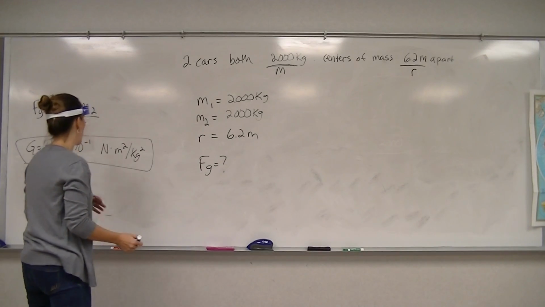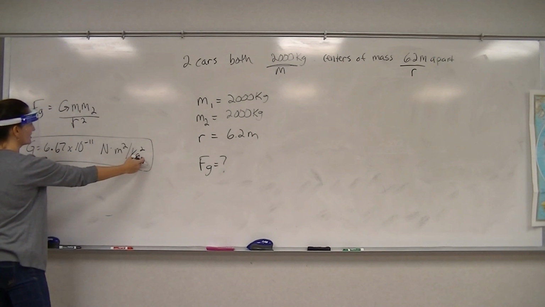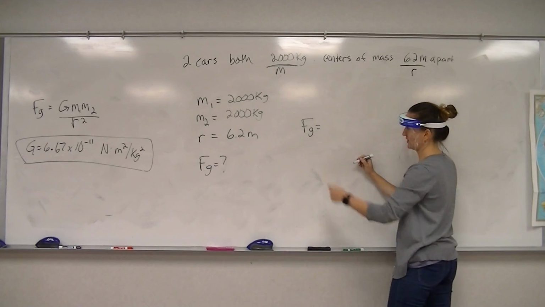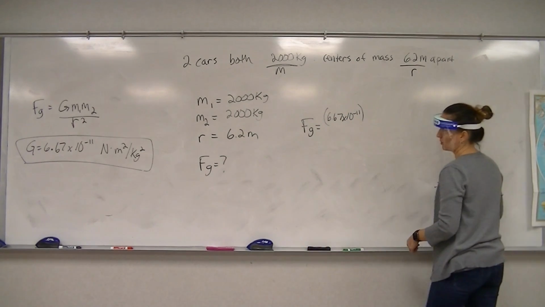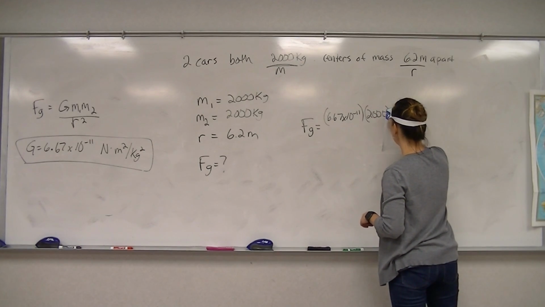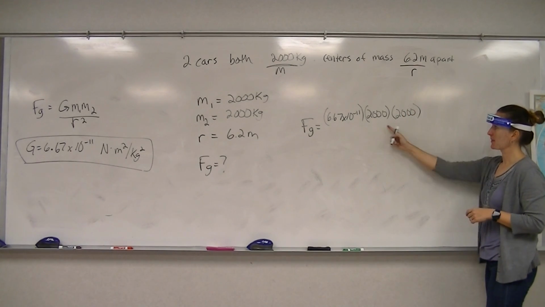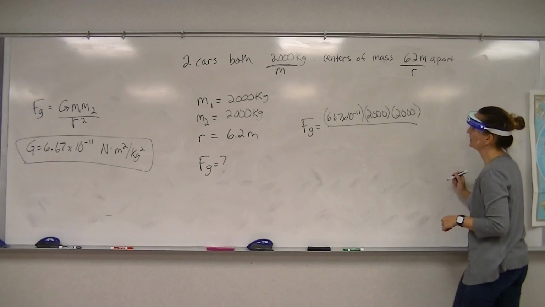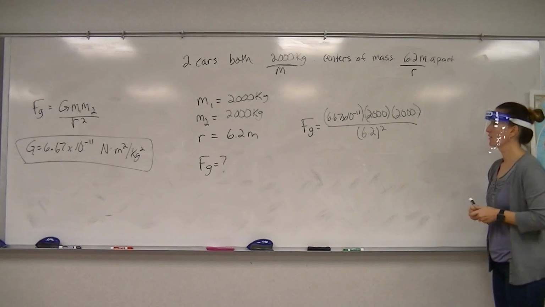Okay. Now notice we have another known, and that is the gravitational constant. So make sure you're including this in your calculations. When we solve for F of G, it's the gravitational constant that we start with. That's 6.67 times 10 to the negative 11. We're going to multiply that by the mass of the first object, which is 2,000 kilograms. The second object, in this case, they happen to have the same mass, so another 2,000. Then in the denominator, our radius, 6.2. Make sure to square that.